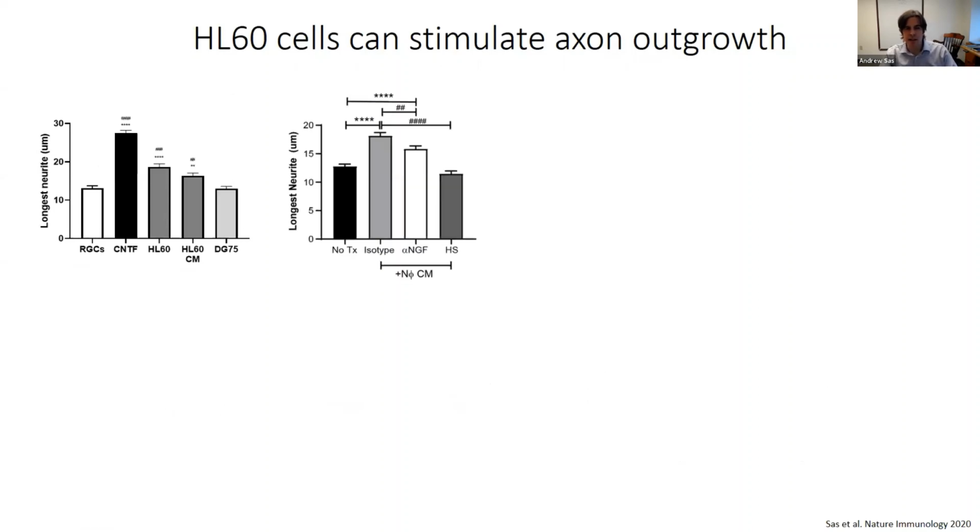Because we've detected the presence of NGF and we knew that NGF stimulated neurite outgrowth, we then used an anti-human NGF neutralizing antibody and found that we could partially decrease the amount of NGF and decrease the amount of regeneration that occurred. If we took that human neutrophil conditioned media and heat shocked it, we could completely block the effect.